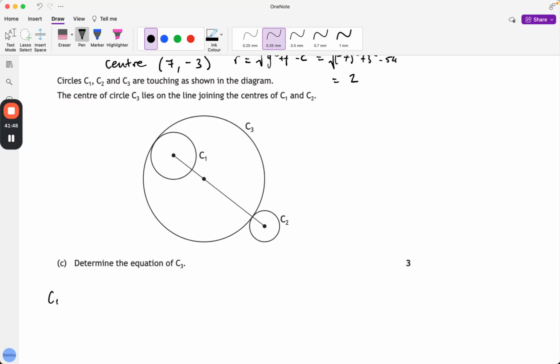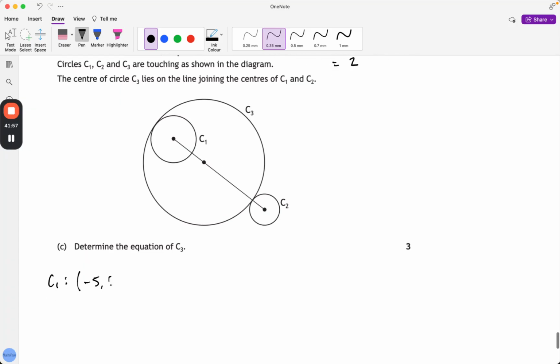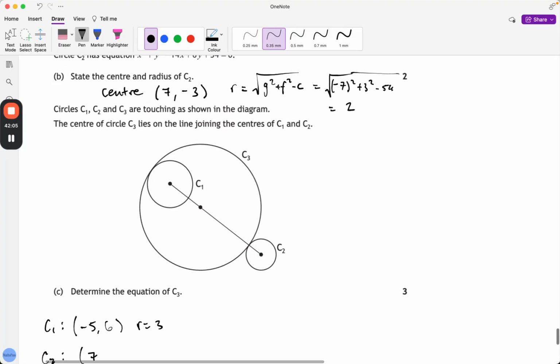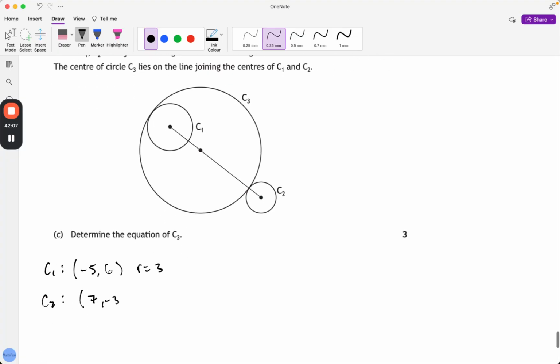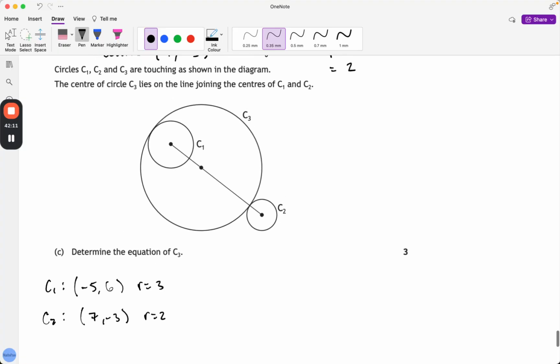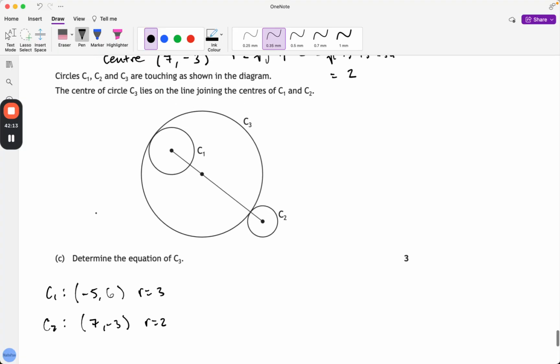So for C1, we have that the centre is minus 5, 6, and the radius is 3. And then for C2, we have the centre is 7, minus 3, and the radius was equal to 2. And so we're wanting to use that information and the diagram given to try and determine the equation of C3.